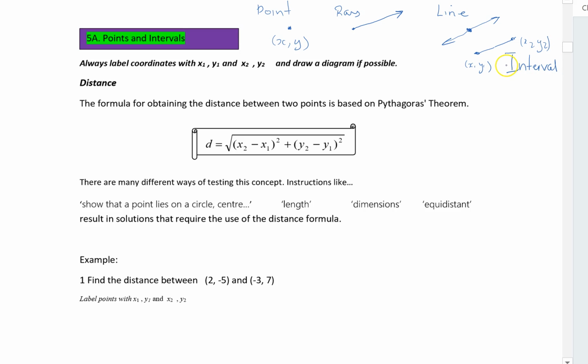So you will probably hear me refer to it as a line, which is actually incorrect. It's an interval. We've got a formula based on Pythagoras' theorem for finding the distance between two points, or the length of an interval. What are the applications of this? In showing that a point lies on a circle, we might use this concept of an interval. If a question talks length, dimensions, or equidistant, we'll also use that formula.